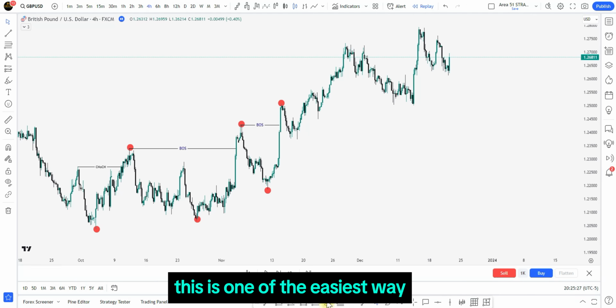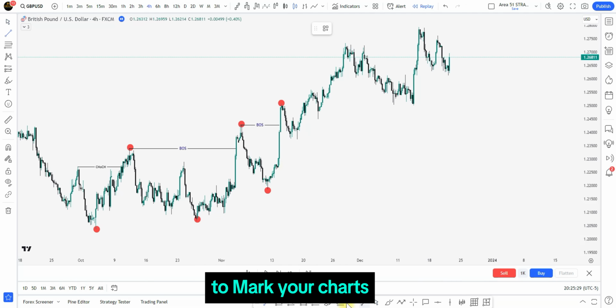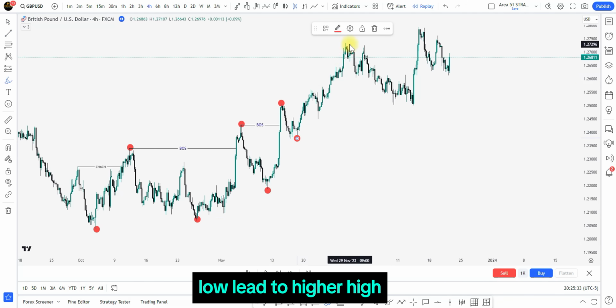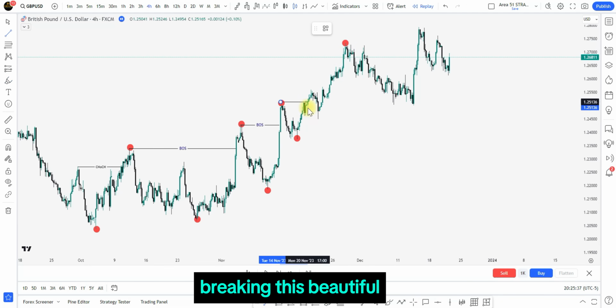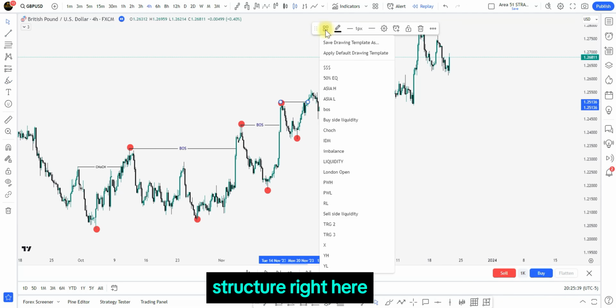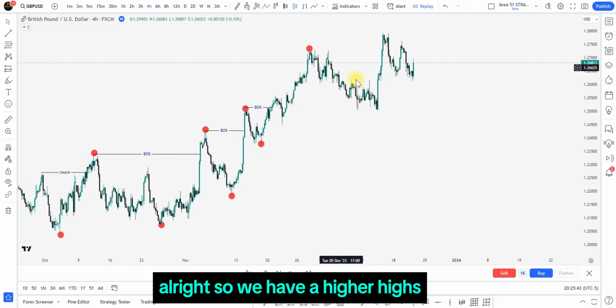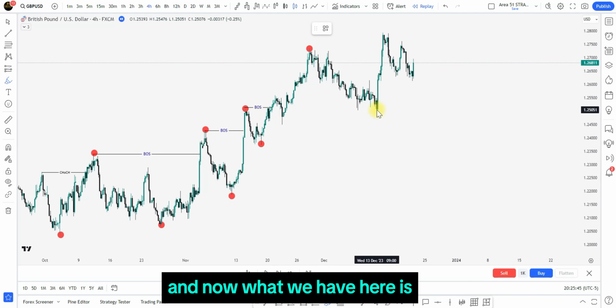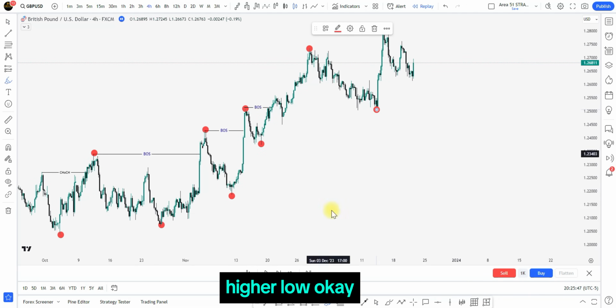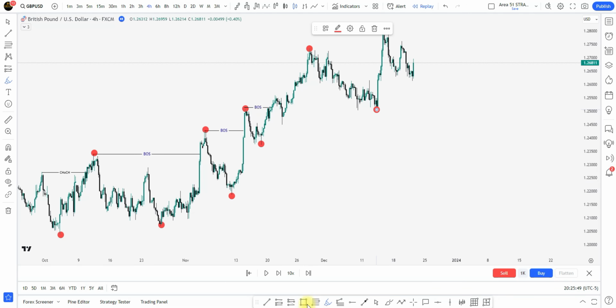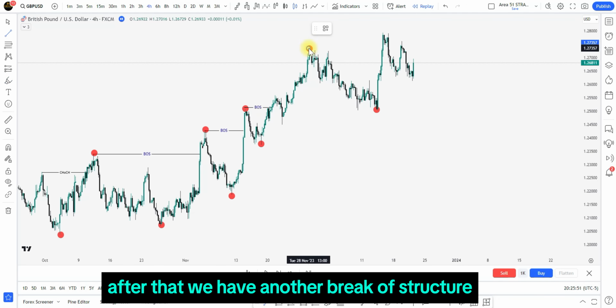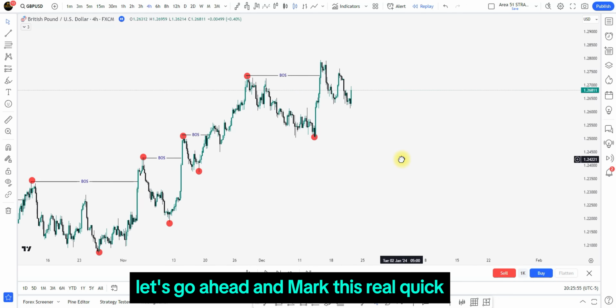Okay, this is one of the easiest ways to mark your charts. So we have a high, low, led to higher high, breaking this beautiful structure right here. All right, so we have higher highs, and now what we have here is a higher low. Okay, after that, we have another break of structure. Let's go ahead and mark this real quick.